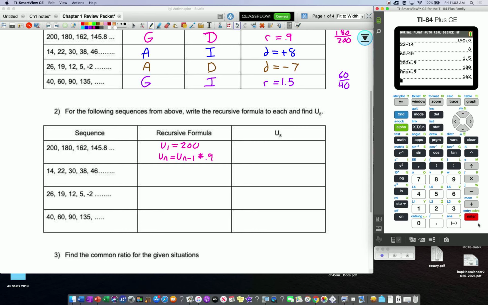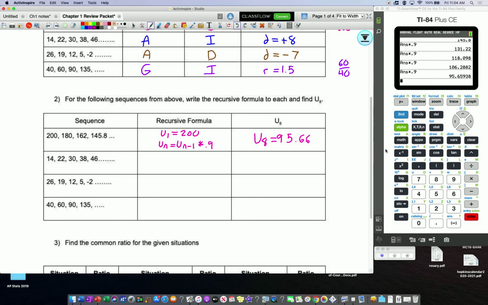Times it by 0.9. So I know that's term 1, term 2, 3, 4, 5, 6. I think I messed up on my counting. So 145 is term 4, then 5, 6, 7, 8. There we go. Just want to make sure. 1, 2, 3, 4. So 145 is the 4th term, then the 5th term, 6th term, 7th term, 8th term. So u sub 8 is about 95.66. We'll round to 2 decimal places to keep it simple. All right, next one. We knew it was arithmetic.